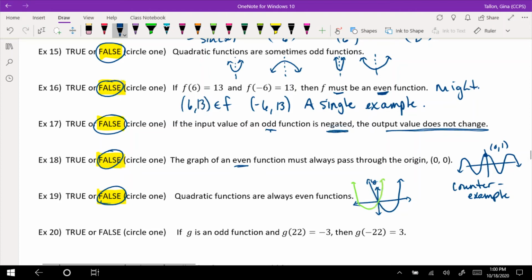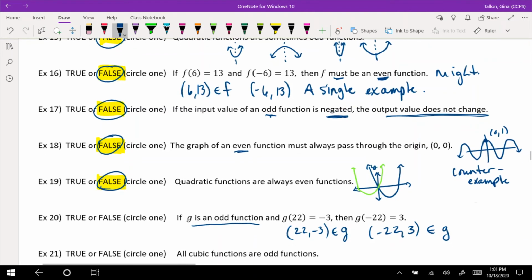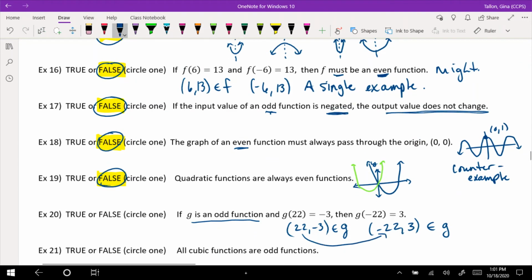Question 20. If g is an odd function, so we know g is odd, and g of 22 is equal to -3, so I have the point (22, -3) on g, then is it true that (-22, 3) also has to be on g? What happened here? Negated the input, negated the output. That happens for all x values in the domain of odd functions. So this one is true. Right when you get used to saying false, false, false, false, false, a true comes along.